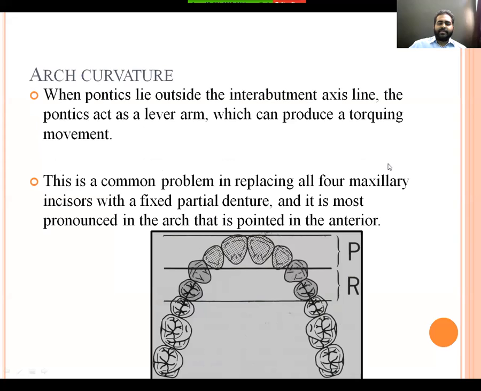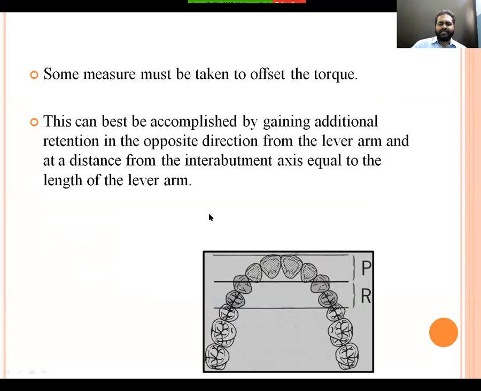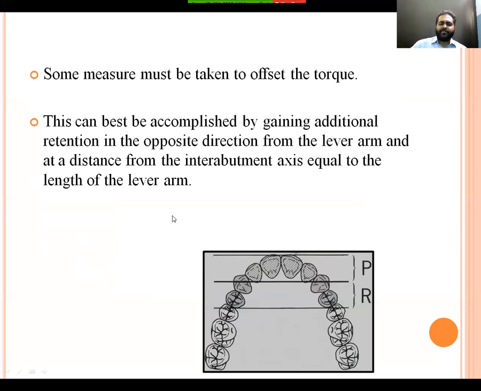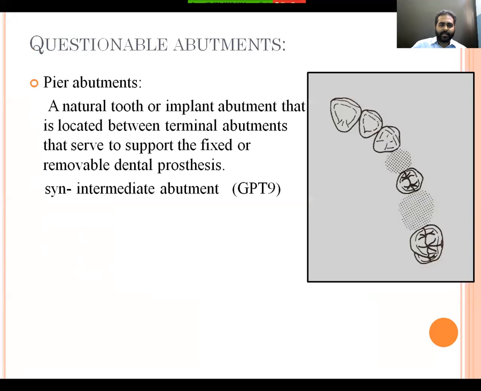So the curvature of the arch also plays a very important role. So we make sure that we are not replacing too many teeth. The anti-rotation should be taken care of so that it maintains all the teeth in a proper area. So we have the arch form considered for the maxillary and the mandibular incisors. There should not be any offset of the torque present while fabricating any fixed partial dentures.